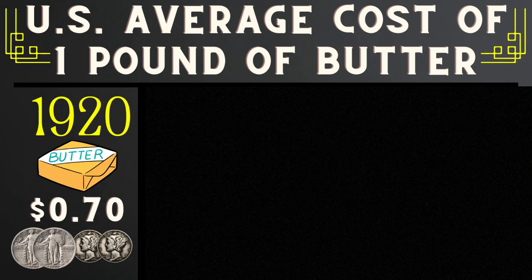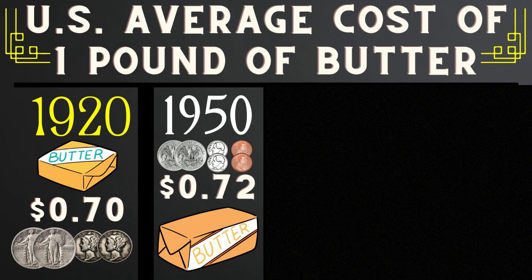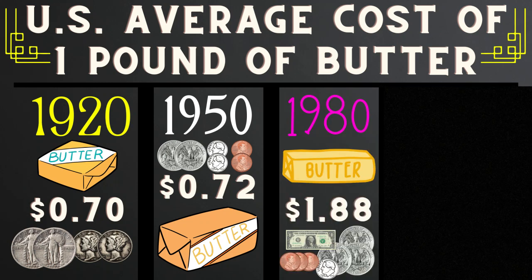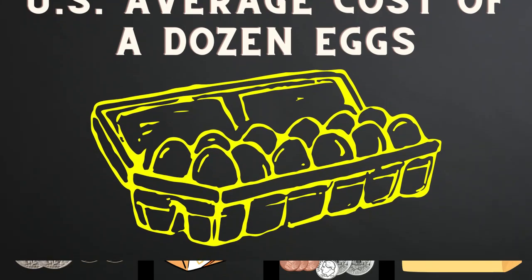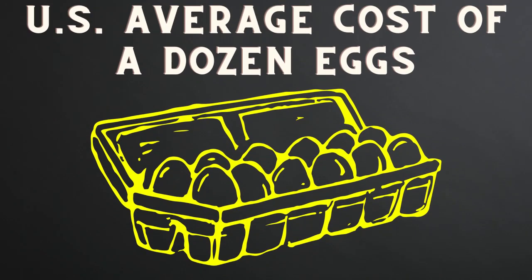Now, we'll take a look at the average cost of 1 pound of butter in the U.S. In 1920, it was 70 cents. In 1950, it was 72 cents. In 1980, it rose to $1.88. And now, in 2024, it stands at $2.82.